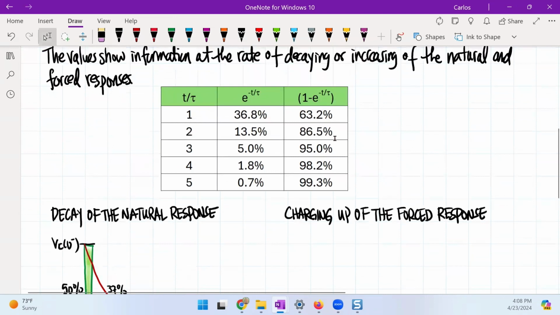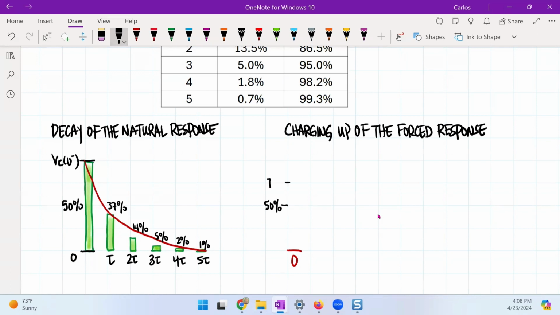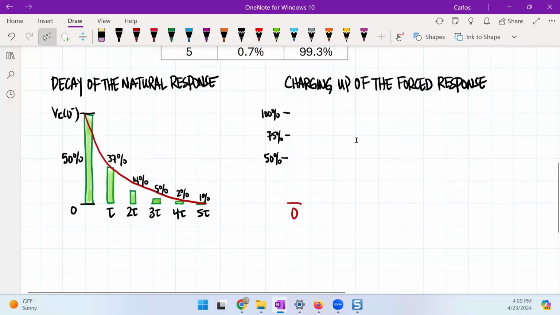But now let's look at the table. It jumps up to 63%. So this mark here, right? If I look at this mark, it is 50%. This mark is 75%. And then this mark, of course, is 100%. So if I look at 1 tau, it's up at 63%. So let's draw that at 1 tau. So at 1 tau, it's got to be somewhere around right here.